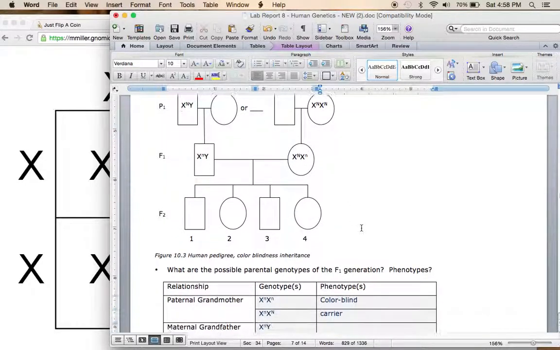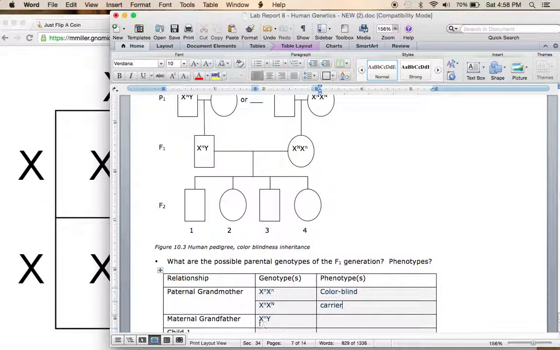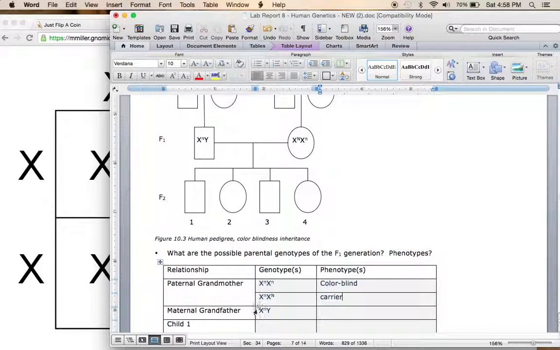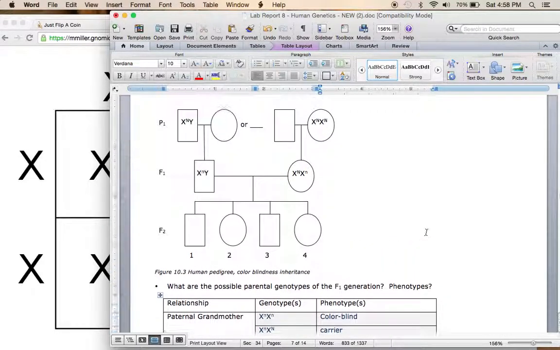So we know her father's genotype would be the abnormal X chromosome that we just said that she inherited from her father, and then a normal Y chromosome. So he would be considered colorblind because he's got an abnormal X but a normal Y. Now let's look at the children.